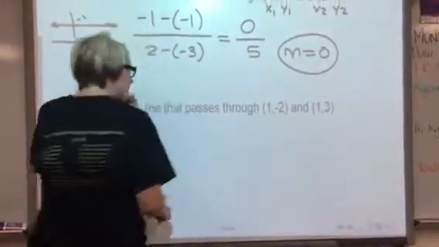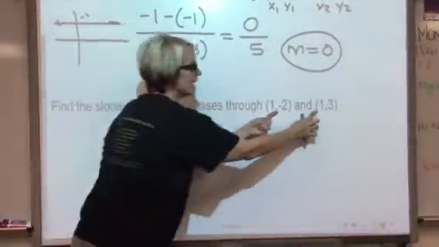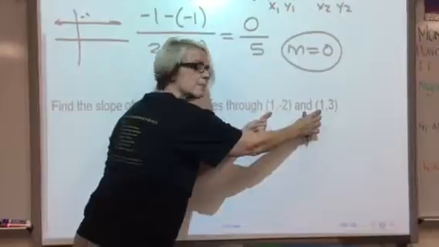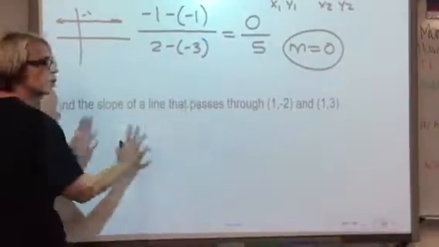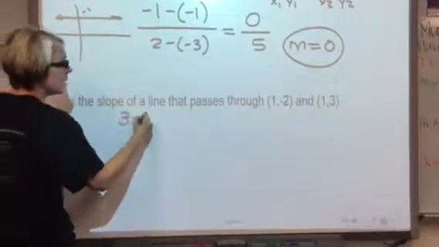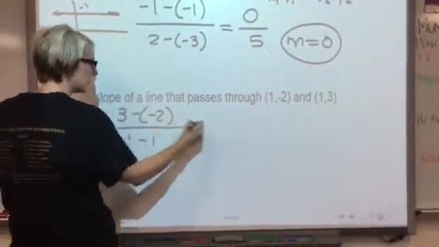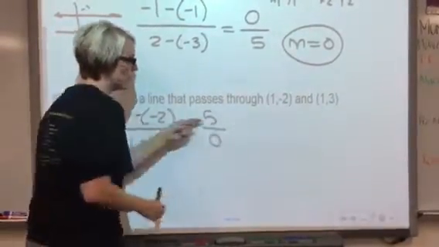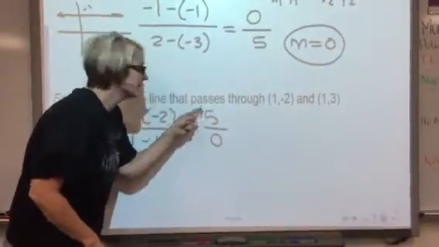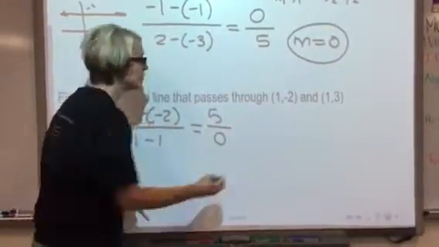All right, what about here? Let me let you guess. The x's are the same this time. Think about what would happen. I'll go ahead and work it out with the formula though. This is 3 minus -2 over 1 minus 1. So that is 5 over 0. Try this on your calculator. It's going to say error because you can't divide by 0.